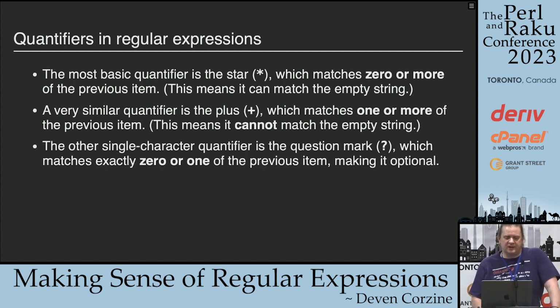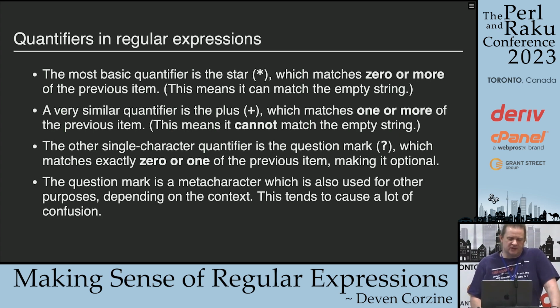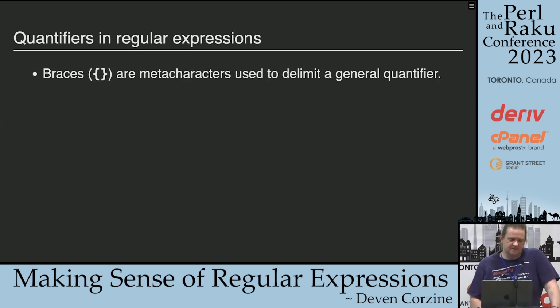The other single character quantifier is the question mark, which matches exactly 0 or 1 of the previous item, making it optional. The question mark is a meta character which is also used for other purposes depending on the context. This does tend to cause a lot of confusion. Braces are meta characters used to delimit a general quantifier.